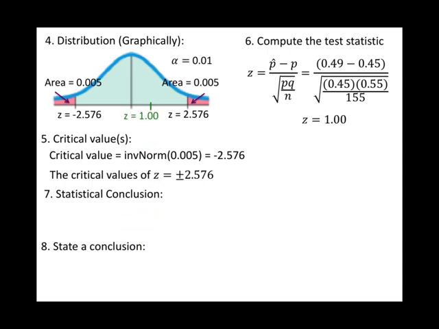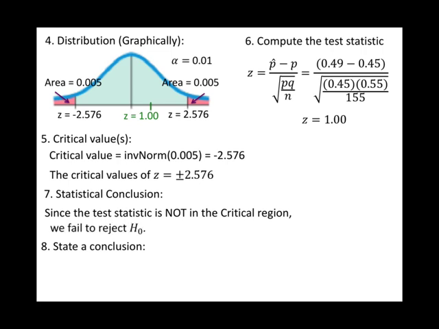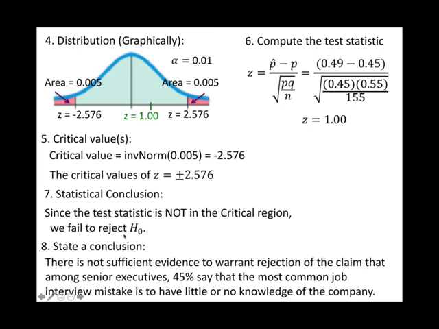It should be not in the critical region, right? This is called not in the critical region. So the test statistic is not in the critical region, and we're going to fail to reject the null hypothesis because your test statistic is located in the null hypothesis region here. So we say fail to reject. And then the conclusion will be the number 2 conclusion: not sufficient evidence to warrant rejection of the claim.